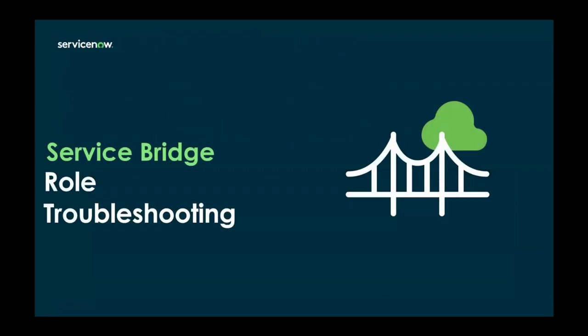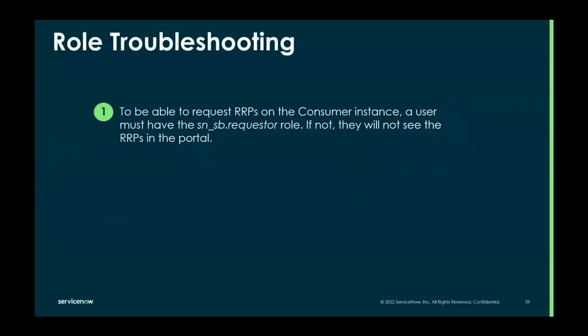Cool. Next one is on role troubleshooting, and we don't have a tremendous amount on this, but a few people brought this up where they didn't see it within the catalog. You need the SB requester role. Otherwise, you won't see the remote record producers within the portal. That is not accounting for authorized users or personas that might restrict them further.